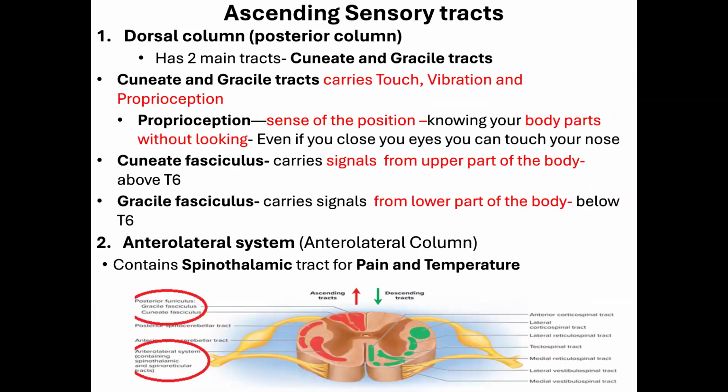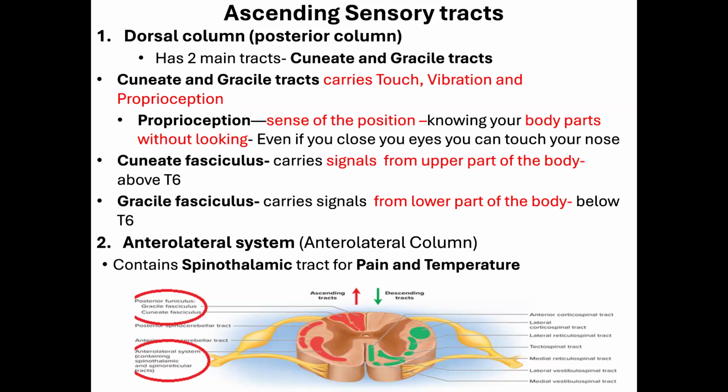Here, I'll just go through the sensory tracts. So if you look at the sensory tract or the ascending tract, which is in red color, you can see this is the dorsal column. The dorsal column has two tracts, and you have to know these two names, cuneate and gracile tracts. And these are the tracts which carry vibration, touch, and also proprioception.